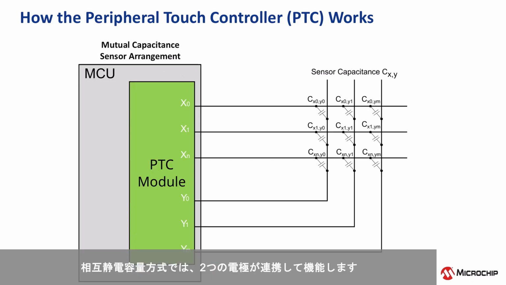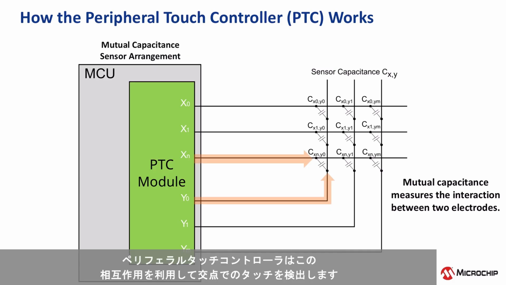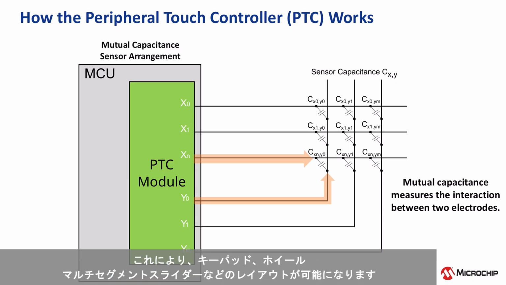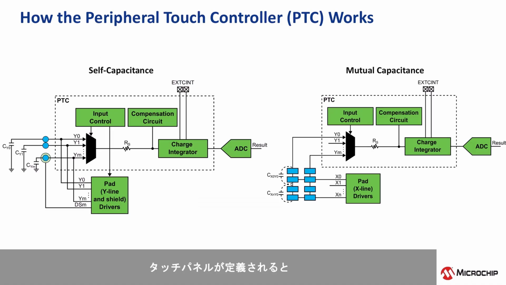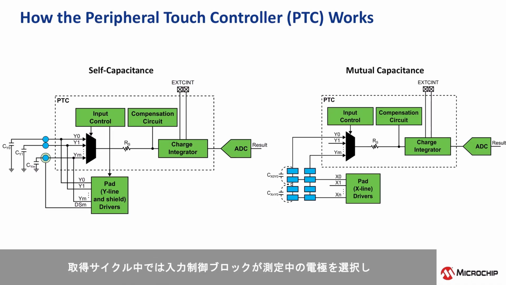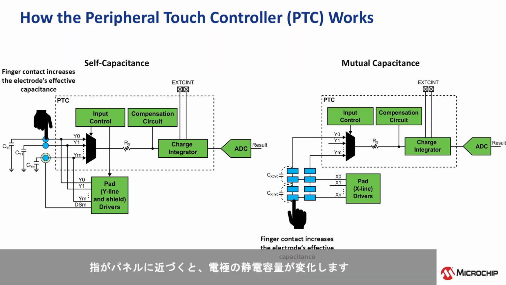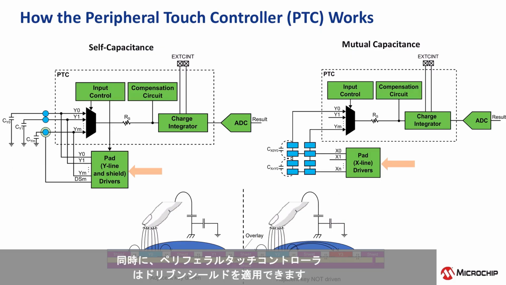With mutual capacitance, two electrodes work together. One electrode drives a signal, while the other monitors how that signal is affected. The Peripheral Touch Controller uses this interaction to detect touch at their intersection, enabling layouts like keypads, wheels, and multi-segment sliders. Once the touch surface is defined, the Peripheral Touch Controller handles the measurement process internally. During an acquisition cycle, the input control block selects the electrode being measured and drives it through a controlled charge and discharge sequence. When a finger approaches the surface, the electrode's capacitance changes, and that change alters the response during this cycle. At the same time, the Peripheral Touch Controller can apply driven shield.